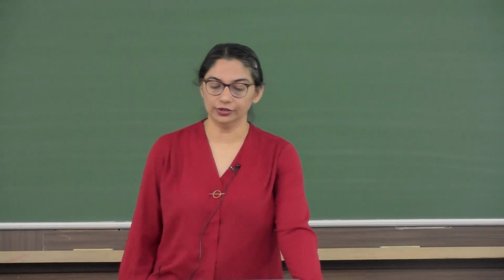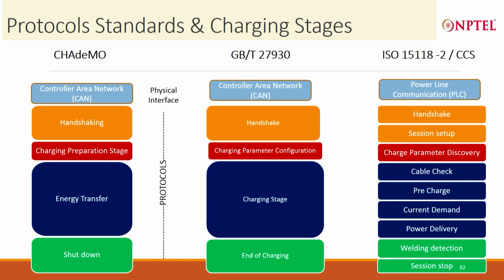If we talk about the handshaking stage, there are usually 2 stages, handshake and charging parameter configurations. It sets that configuration. Where the difference lies between these 3 is that in both CHAdeMO and GB/T, the energy transfer or charging stage is similar, but the names are different. It's only one stage, right? Whereas for CCS, it is divided into many different stages. We would say that makes CCS a little more complex.